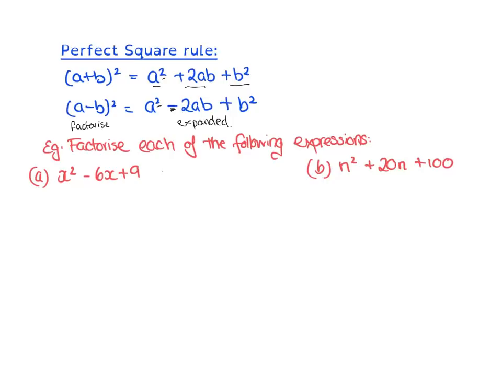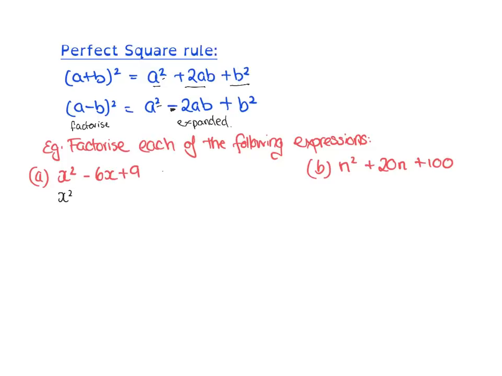Okay, so now what we're going to do is we have to be able to see that pattern when it's in its expanded form. So what we're going to look at, if we look at this first example, it says factorize each of the following expressions. We've got x squared minus 3x plus 9.